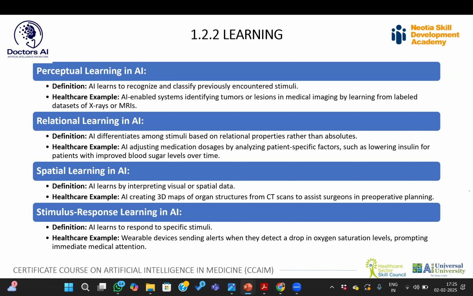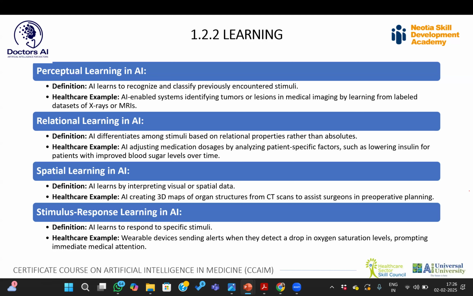For example of relational learning, one example is an artificial intelligence tool adjusting the medication dosage by analyzing patient-specific factors, such as lowering insulin dose based on the blood sugar level. So you give a one-to-one kind of an example. You give a relation, and based on that, you are able to ask the AI system to learn.